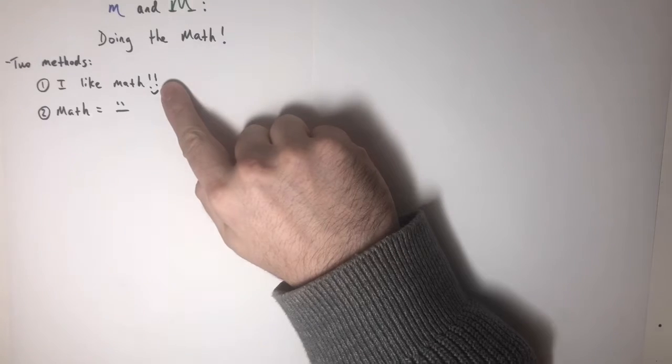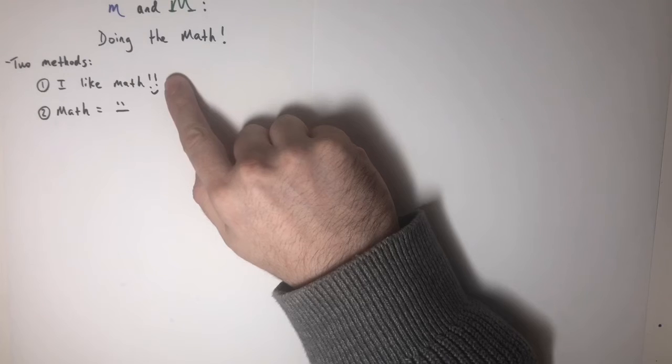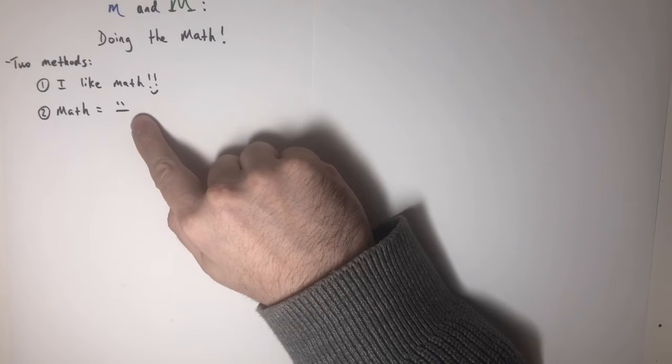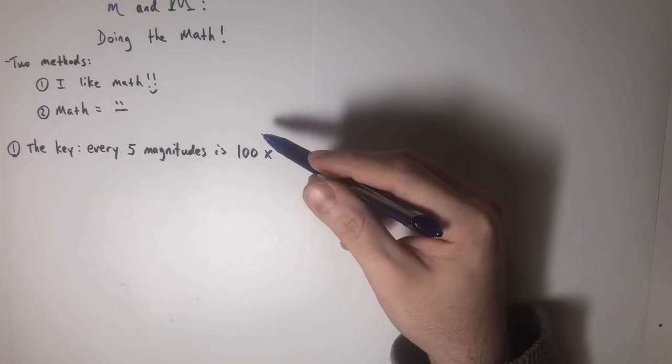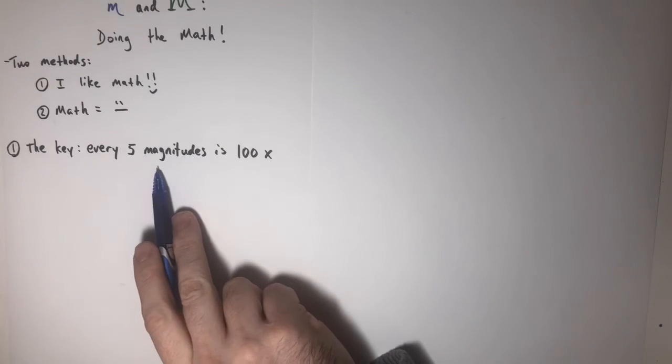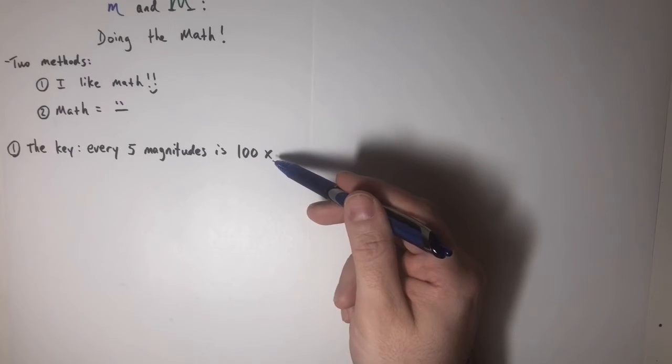What I'm going to do here is show you how to solve these kinds of problems in two different ways. One that's fairly straightforward but is kind of heavy on the math, and another way that's kind of longer but doesn't require you to do as much complicated math. The key, as discussed in the very first one of these videos, is that by definition, two stars that are 5 magnitudes apart, let's say a 1 and a 6, are different by a factor of 100 in terms of their true brightness.